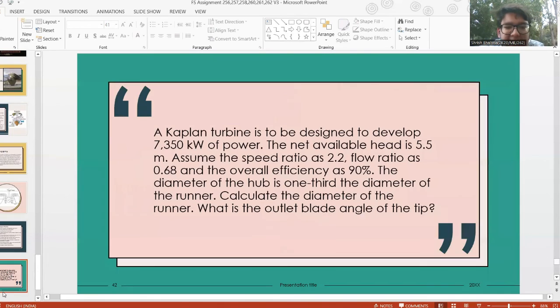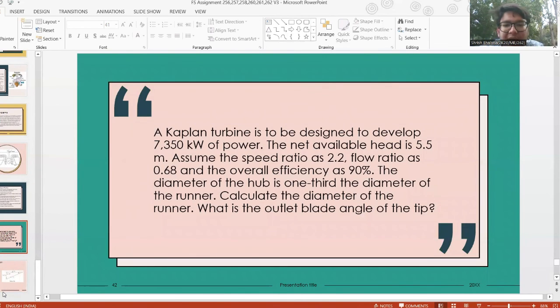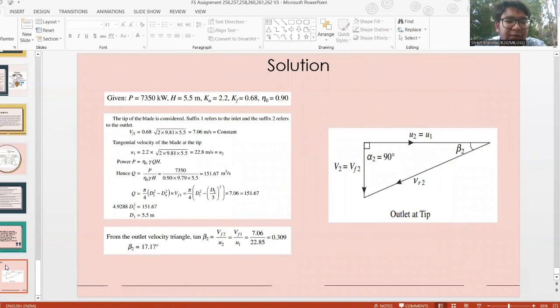In the end, we have an illustration for the Kaplan turbine, where we have to develop a Kaplan turbine which generates 7,350 kilowatts of power and the net available head is 5.5 meters. The other information is given, and we have to calculate the diameter of the runner and the outlet blade angle for the tip. So here's the solution for the same.